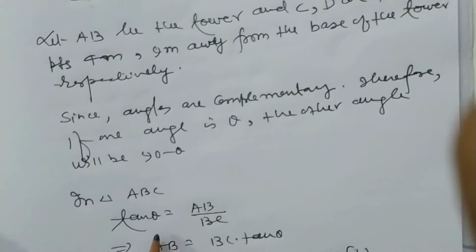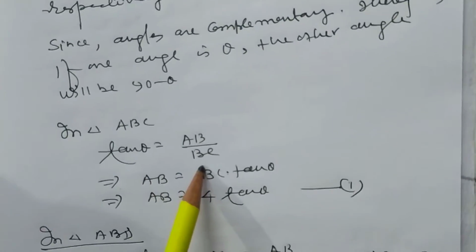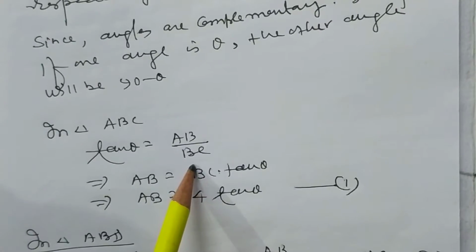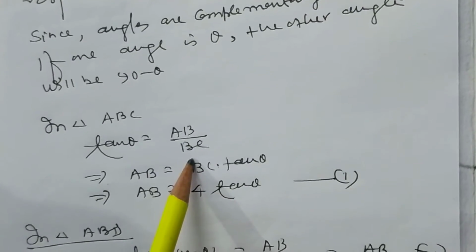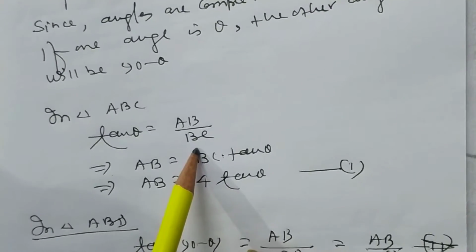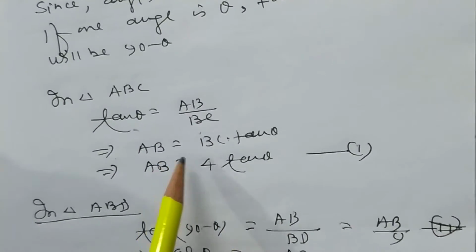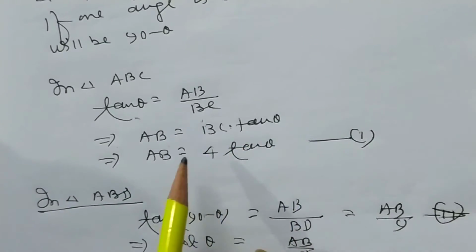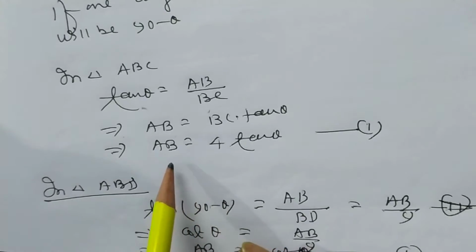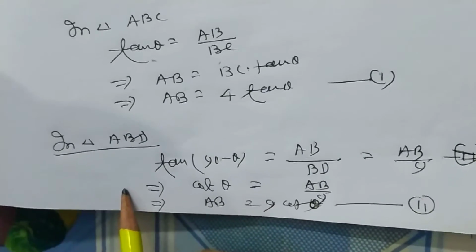In triangle ABC, tan theta is equal to AB by BC. We want AB. So we will take tan theta. So AB is equal to BC into tan theta. And BC is equal to 4. So AB is equal to 4 into tan theta.